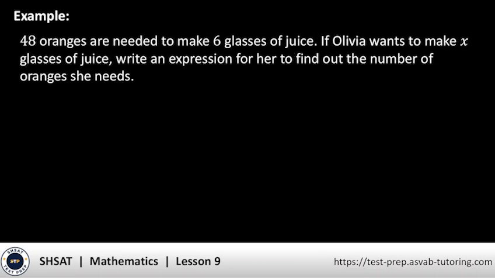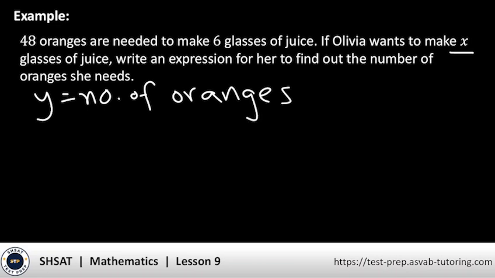48 oranges are needed to make 6 glasses of juice. If Olivia wants to make X glasses of juice, write an expression for her to find out the number of oranges she needs. Okay, so first of all, how many glasses of juice are there? She wants to make X glasses of juice. And how many oranges? Let's say Y is the number of oranges that she needs, while X is the number of glasses of juice.